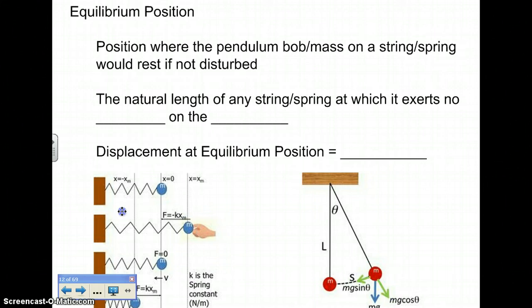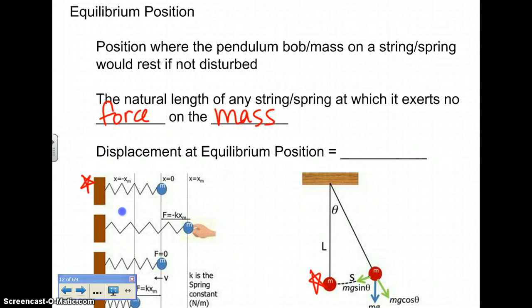Equilibrium position: it's the position where the pendulum bob or the mass on a string or spring would rest if not disturbed. So you would have your rest position. For instance, right here, we're looking at rest position because you're not trying to pull it, nor are you trying to compress it. You're not trying to pull it back so far and let go, right? Another way of looking at equilibrium position is the natural length of any string or spring at which it exerts no force on the mass. No force is being exerted on the mass.